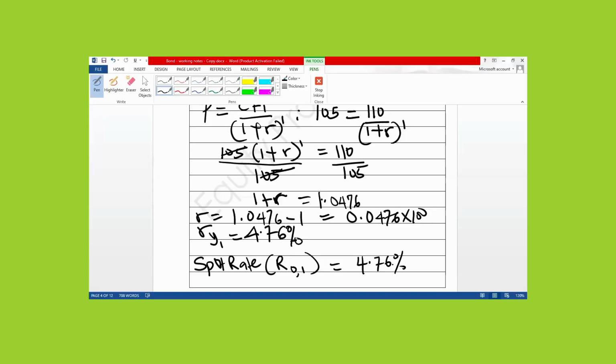You have resolved the spot rate for year 1, and you used a bond with 1 year maturity. To get the spot rate for year 2, you are going to require a bond with 2 years of maturity.